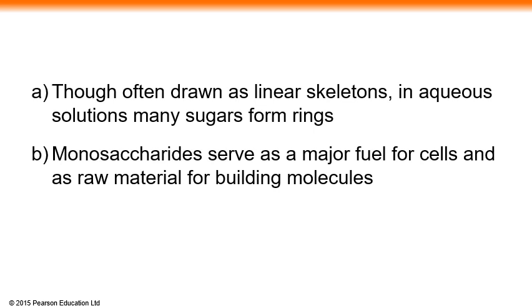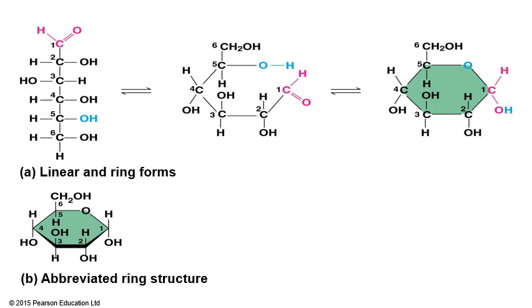Though often drawn as a linear skeleton, just a line structure, in aqueous solution many sugars form a ring shape. Monosaccharides serve as a major fuel for the cell, so they can be our energy source, and as a raw material for building molecules. Usually we draw the structure of a monosaccharide in linear form, but especially inside water, they can form a ring shape. So sometimes we draw the ring shape of a monosaccharide.